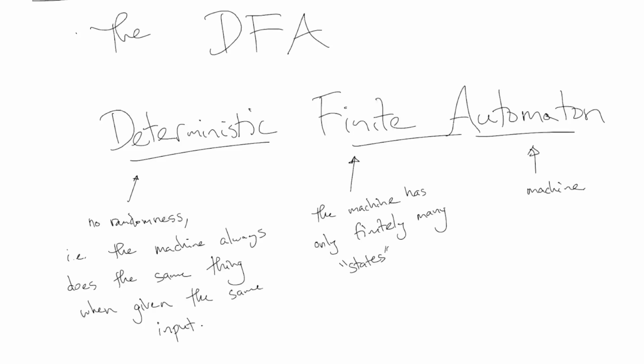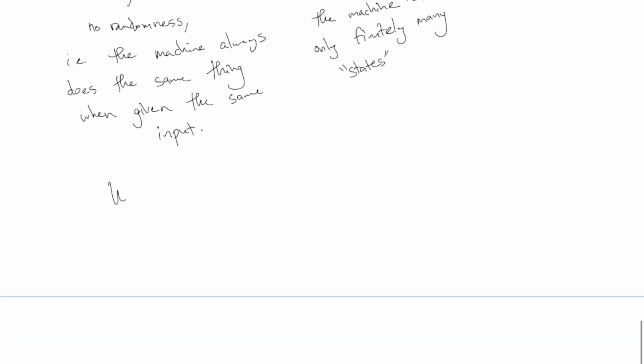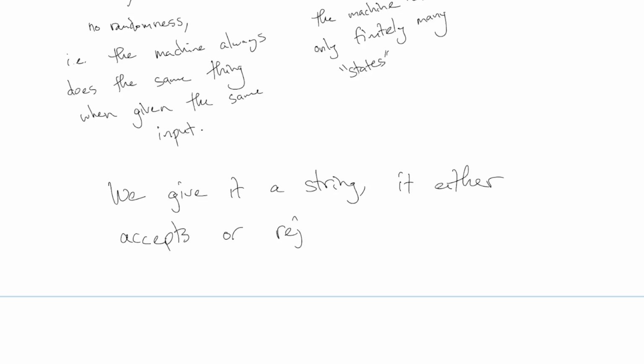I am going to give us a simple example. So the DFA, remember the idea is we give a string to the DFA, and it either accepts or rejects the string based on some kind of rules, right? Some rules. And those rules are determined by states in a way which you will see real quick.